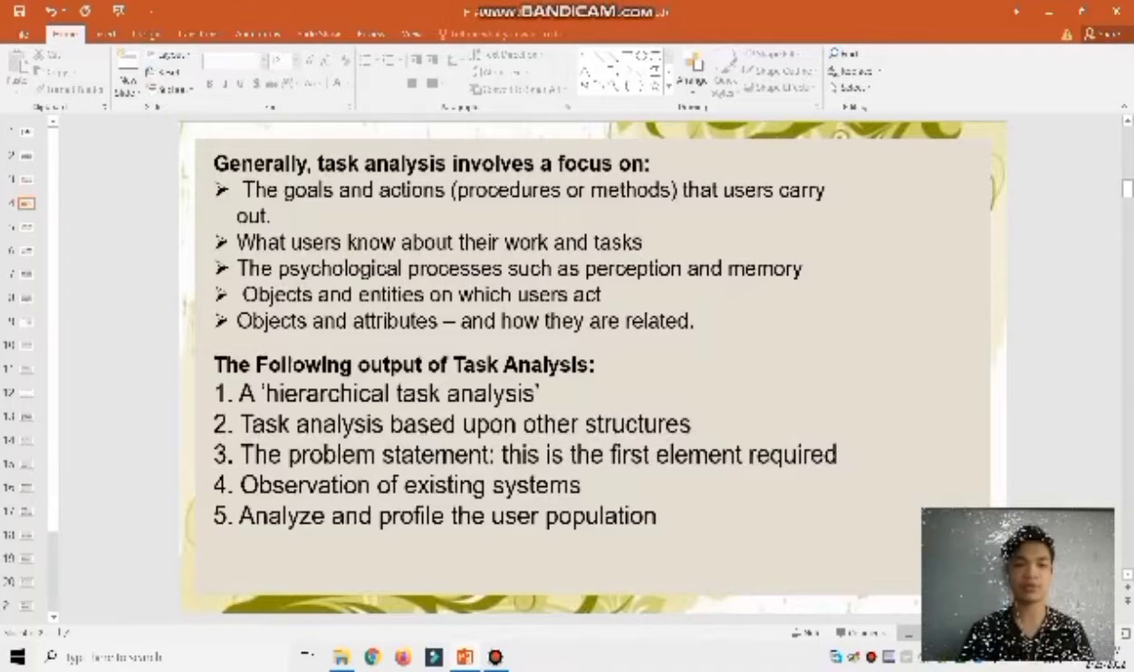The following are outputs of task analysis: 1. A hierarchical task analysis. 2. Task analysis based upon other structures. 3. The problem statement. This is the first element required. 4. Observation of existing systems. 5. Analyze and profile the user's population.